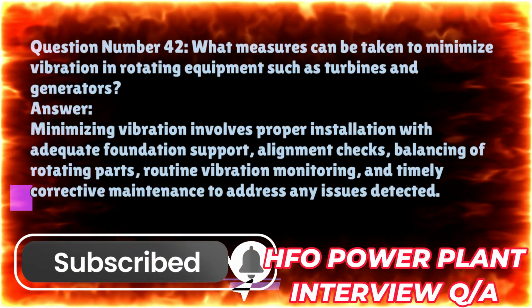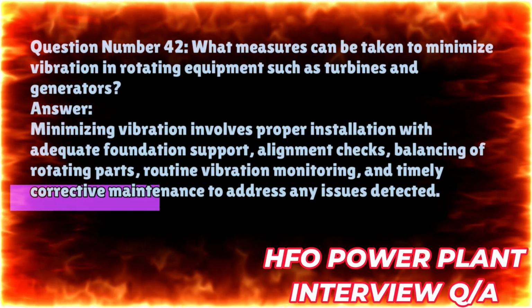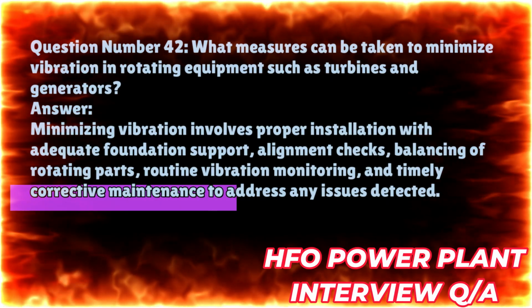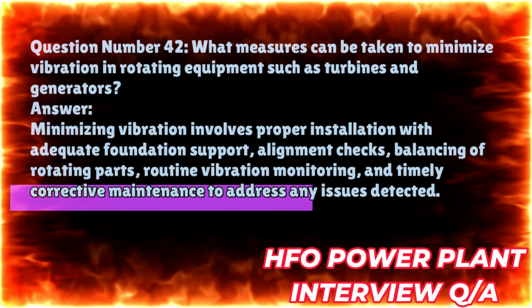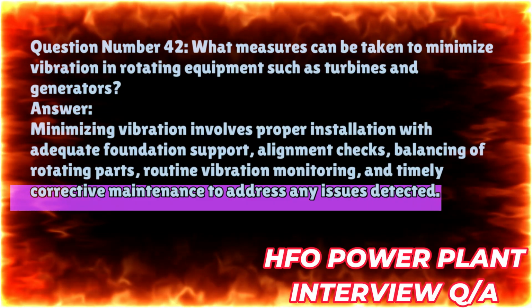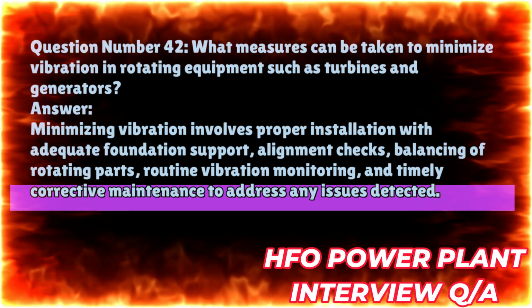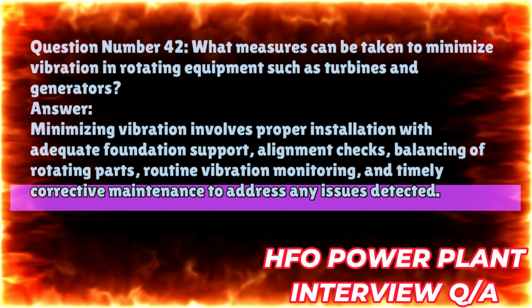Question number 42. What measures can be taken to minimize vibration in rotating equipment such as turbines and generators? Answer. Minimizing vibration involves proper installation with adequate foundation support, alignment checks, balancing of rotating parts, routine vibration monitoring, and timely corrective maintenance to address any issues detected.